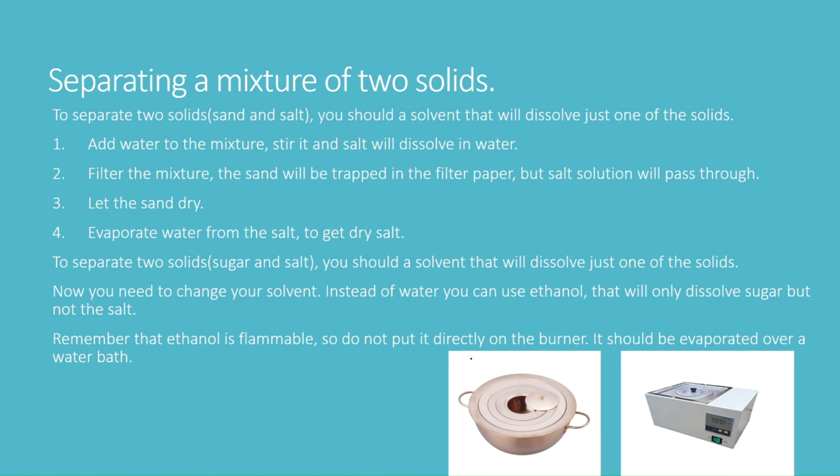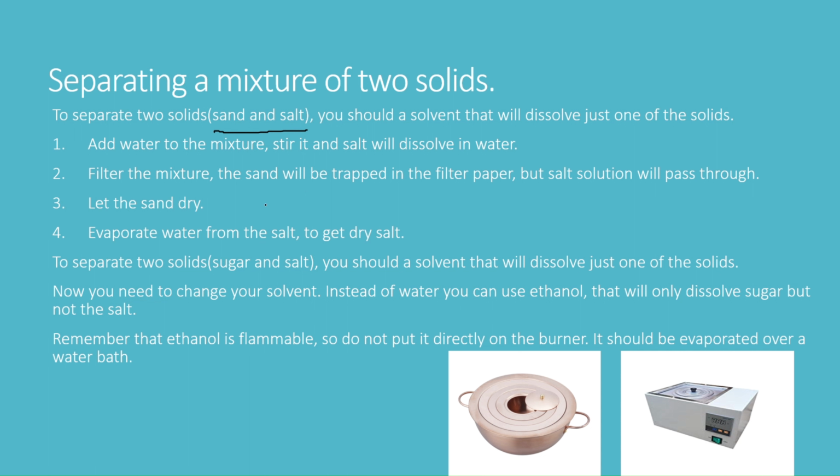Now, if you have a mixture of two solids, like a mixture of sand and salt, how can it be separated? You should think of a solvent that can dissolve any one of the components. Like you can take water in this case. Water will dissolve only the salt, but sand will not dissolve in water. So now you can just filter it to separate sand on the filter paper as residue, and then evaporate water and you will get the dry salt.